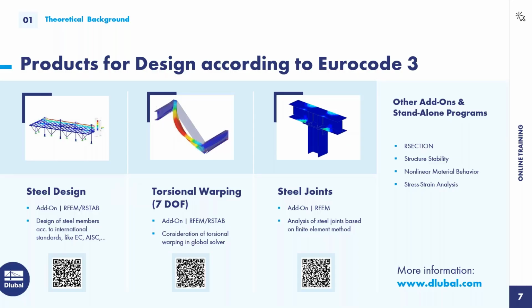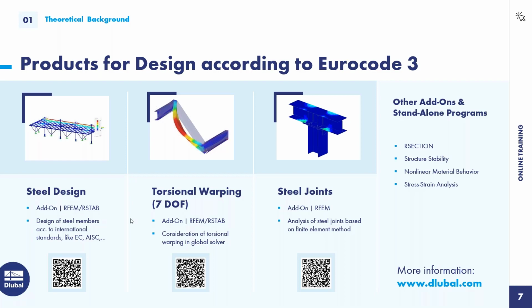We will see. Okay, those are the products for design according to Eurocode 3 in RFEM 6. With your student version, all add-ons are available. Also, you can download standalone programs such as RSection or RWind. So we start with Steel Design. That's the main program for steel design. We will use it today.